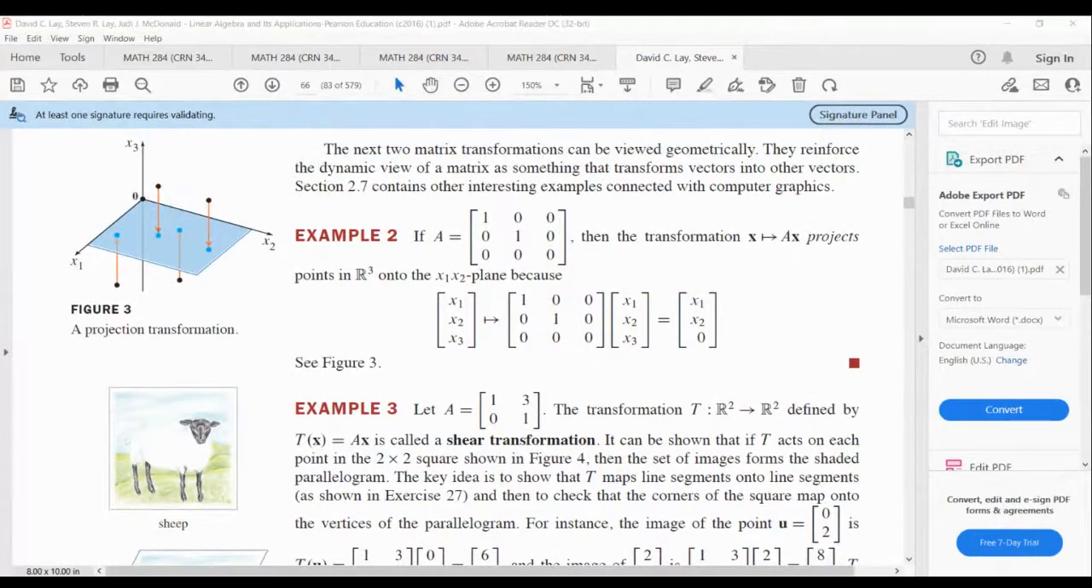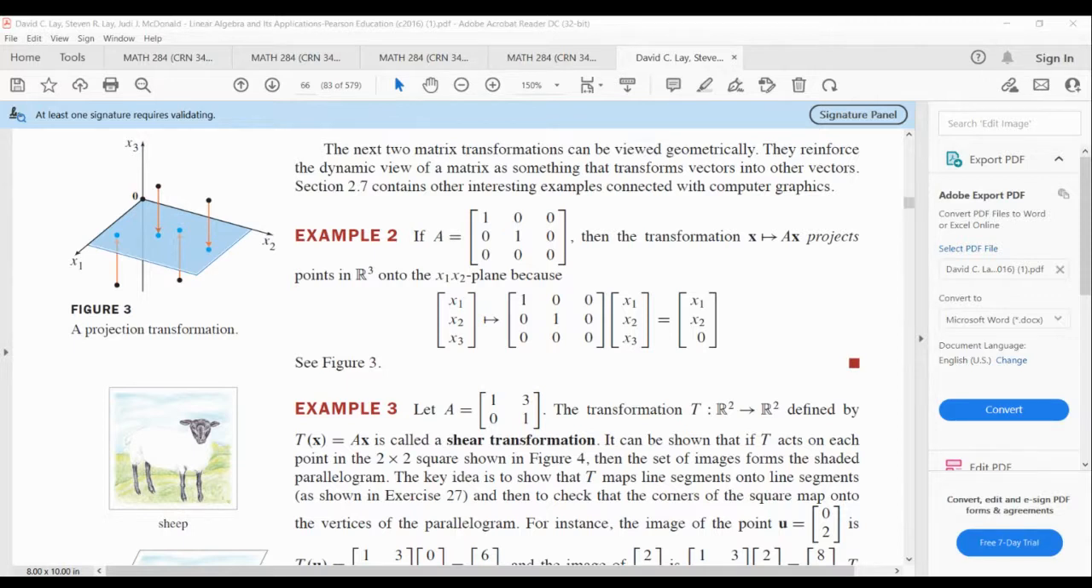Okay, so now what I want to do is talk about a geometric understanding of a transformation. You see here in example 2, you have a 3x3 matrix that has as its first row 1, 0, 0, as its second row 0, 1, 0, and third row 0, 0, 0.